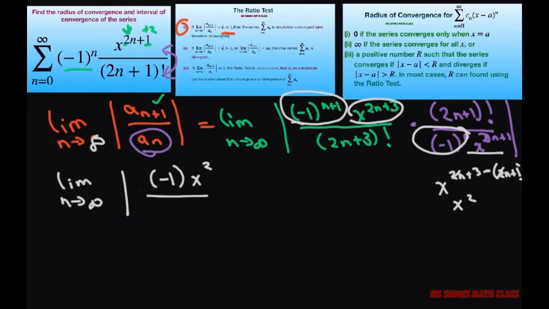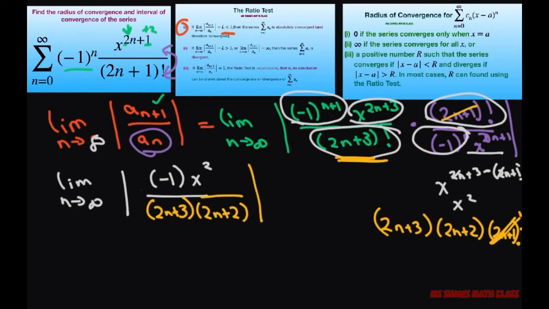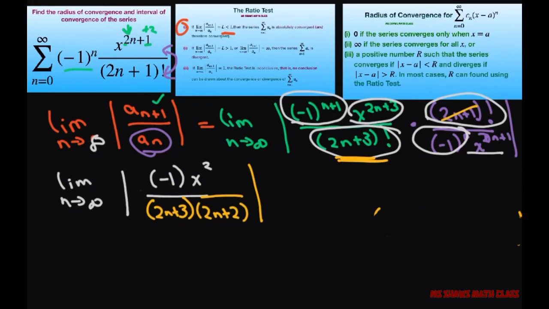Now for the denominator, we're simplifying this. What we need to remember is that this equals 2n plus 3 times 2n plus 2 times 2n plus 1 factorial. So these two cancel, and you're left with 2n plus 3 times 2n plus 2. That's by definition of factorial. All right, now that's my little side stuff there. Let's get rid of that.